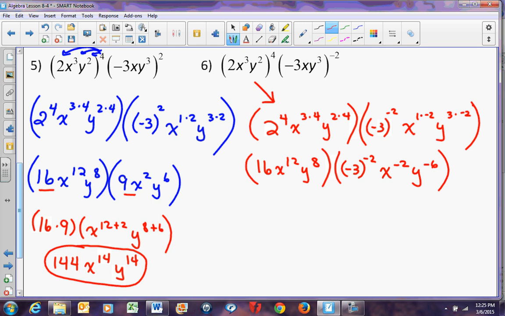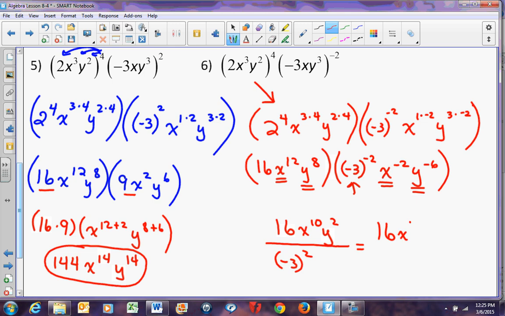Now I'm just going to do this. I know that if I equate these, they're going to stay positive. So I'm going to have a 16. X to the 12 plus a negative 2 is x to the 10. Y to the 8 plus negative 6 is y to the second. But my negative 3 to the negative second has to move to the denominator and become negative 3 to the positive second. So this whole entire problem becomes 16x to the 10th, y to the second, all over positive 9. And that is our final answer.